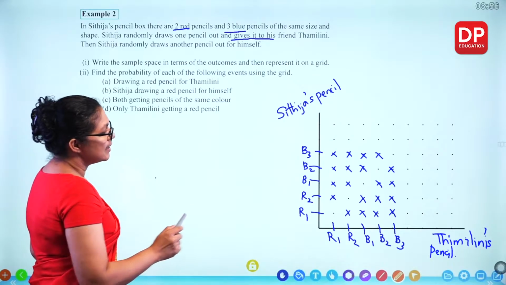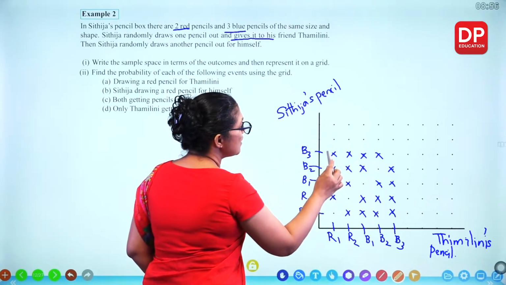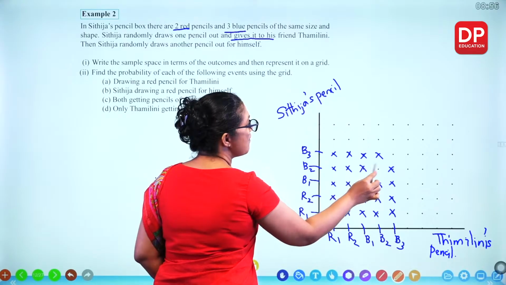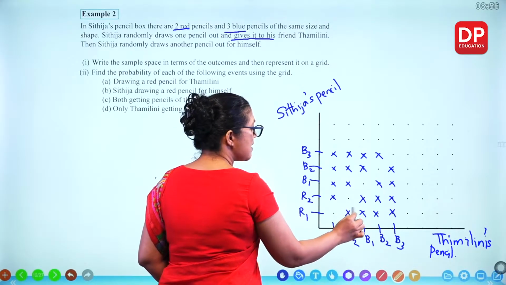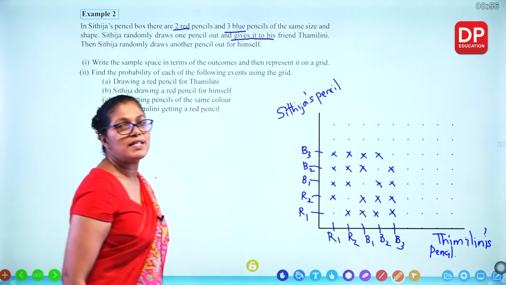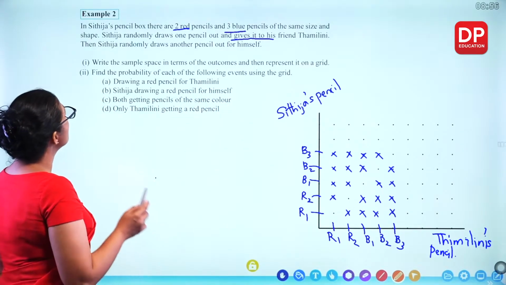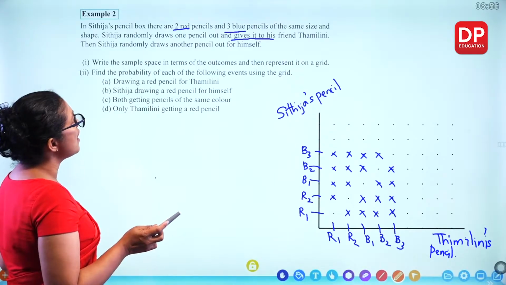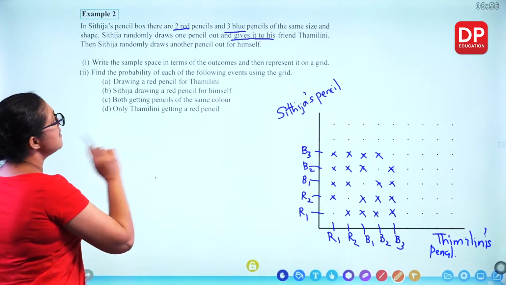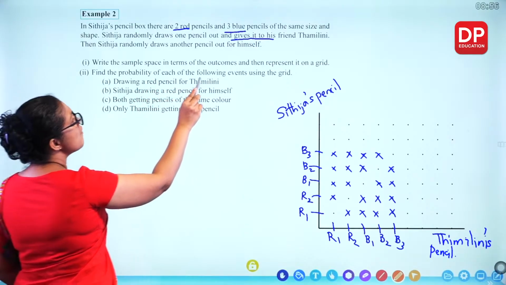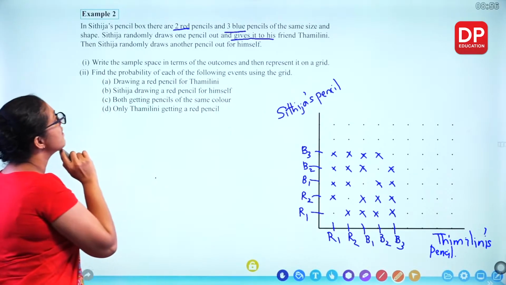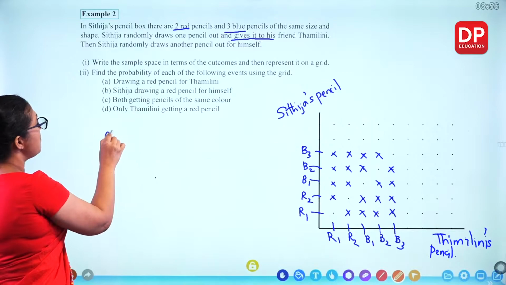Now what's the sample size? 1, 2, 3, 4, 5, 6, 7, 8, 9, 10, 11, 12, 13, 14, 15, 16, 17, 18, 19, 20. Now, find the probability of each of the following events using the grid. So we'll see part A.